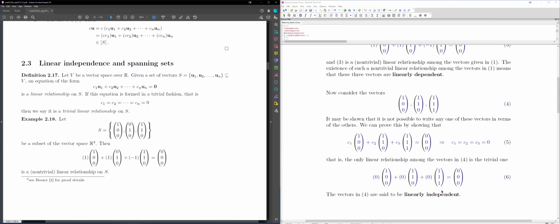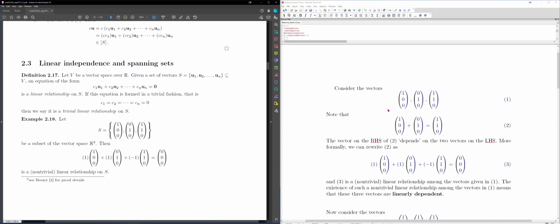Now this is a linear relationship among the given vectors, and in this case, it is a trivial linear relationship because all your scalars, c1, c2, and c3, are equal to 0. That is what this is saying over here: if I have a linear relationship such as this one, and the scalars c1, c2, and cn are all 0, then this is called a trivial linear relationship.